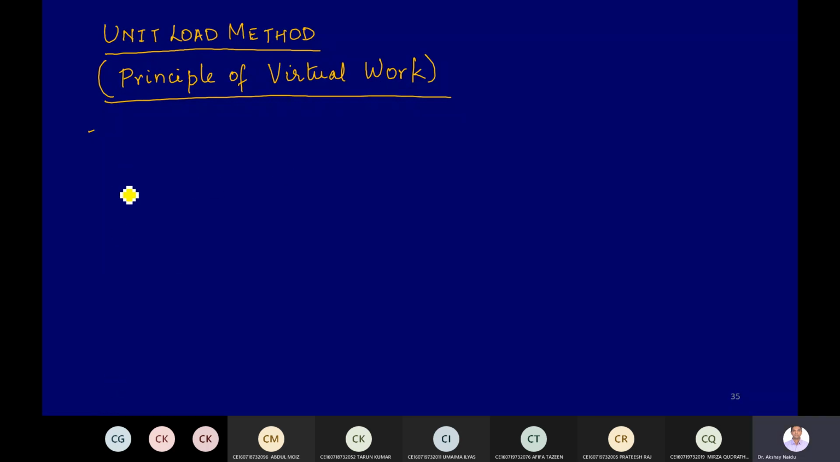Now, I'll just explain the method, and we will apply it for a particular beam. Now, let's say we have a beam, some beam, be it continuous or simply supported, propped cantilever, doesn't matter what the beam is.